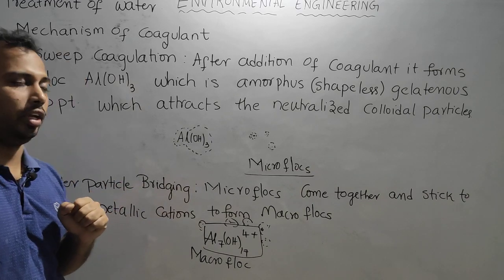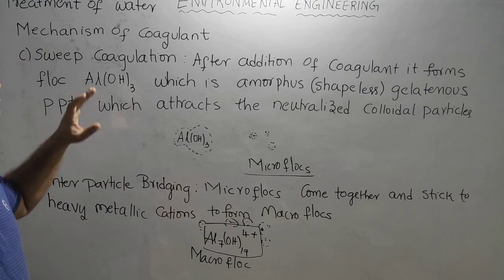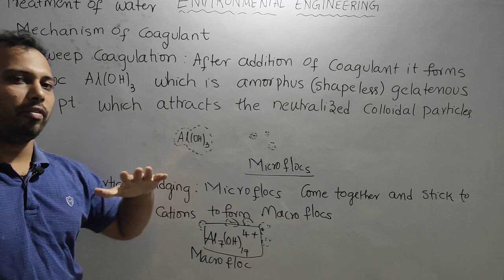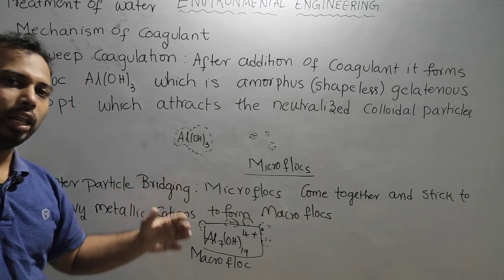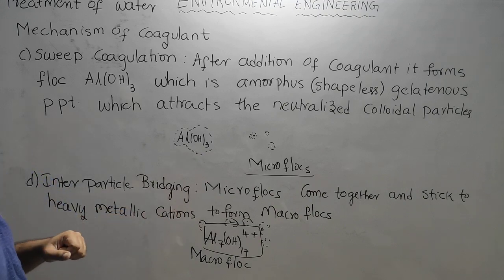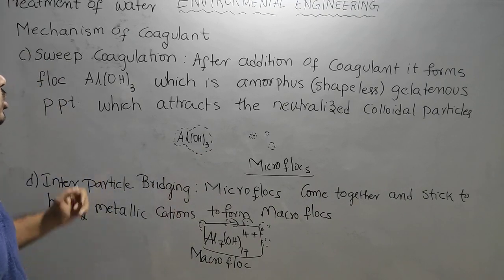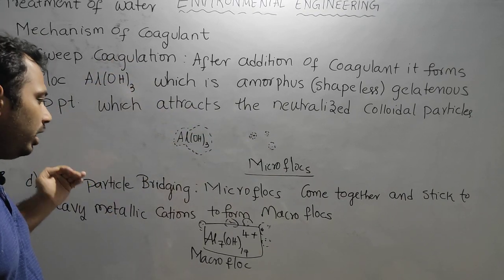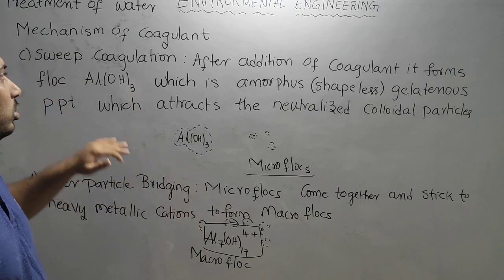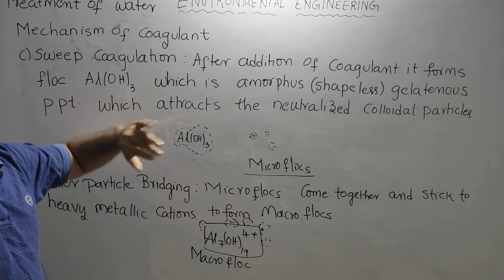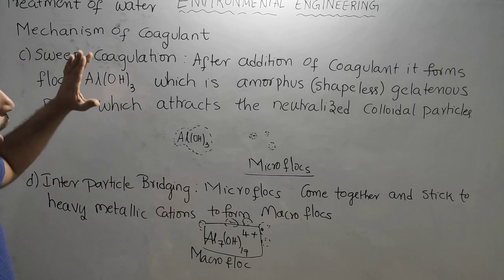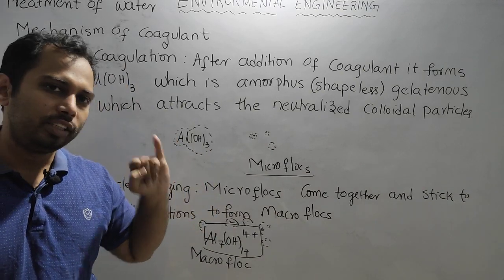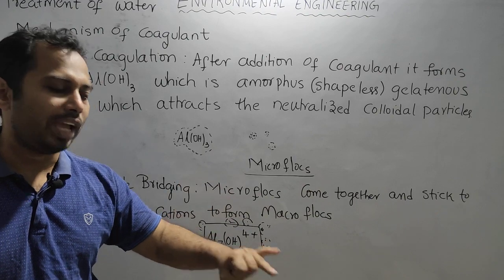One thing you need to note down here is that it is not necessary to have all the mechanisms at a time. It varies from water to water, with the alkalinity, the size of the particles present and the nature of the particles present. Sometimes sweep coagulation alone will do the whole job. Sometimes we may need interparticle bridging also. Sometimes with charge neutralization itself the particles will settle down. We don't need all the mechanisms to happen, but the main motto is that the particles should be destabilized and agglomerated. These two should happen.